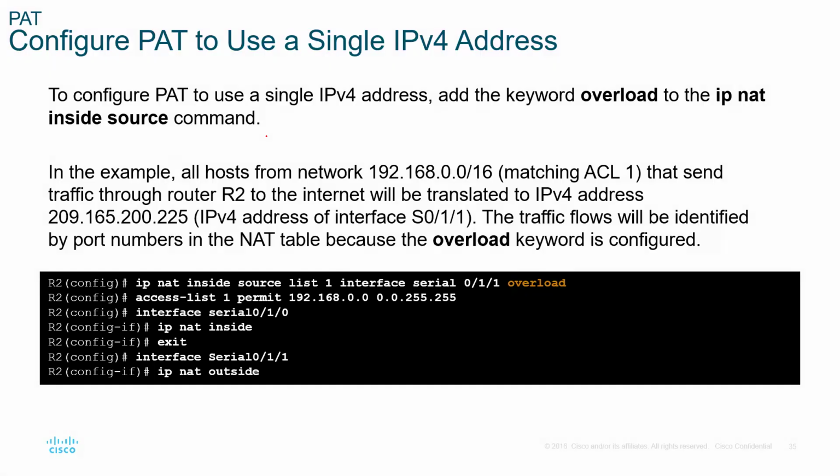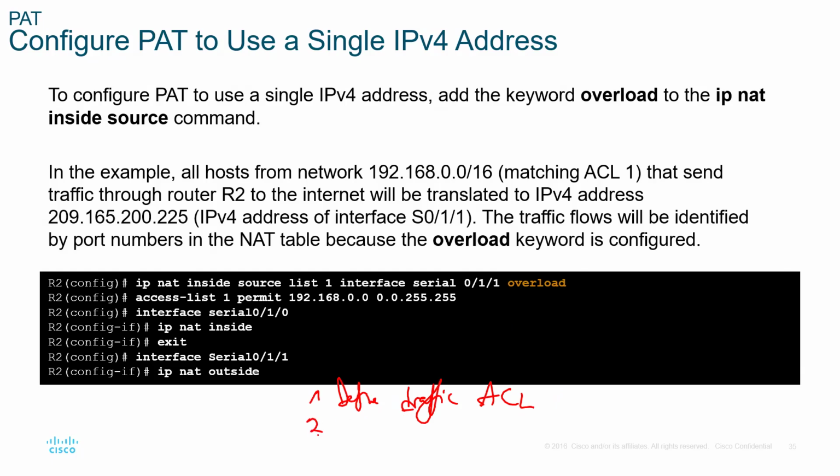PAT. The configurations are sort of the same as the configurations for dynamic NAT. One, you have to define the traffic to be translated. That's number 1. To define traffic that needs to be translated, this is where we use our ACL. So this one is the same as dynamic.